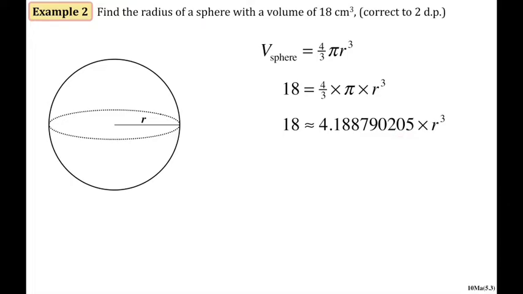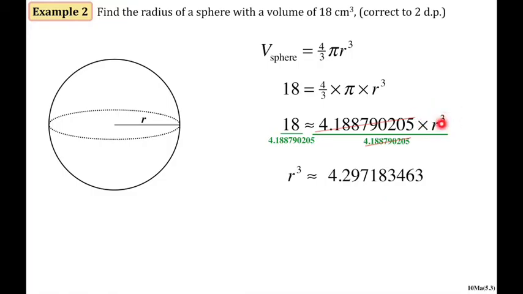Now the whole idea is to find r. So to get the r cubed at this stage by itself, we're going to do the opposite of timesing, which is dividing by the 4.188790205. And there we have it. So when I divide, it's going to cancel on the right hand side here, and on the left hand side I've got 18 divided by that messy decimal. Well, that can be done on the calculator, and when you do that on the calculator you get 4.297183463 when you write the full answer down, and that's what r cubed equals.